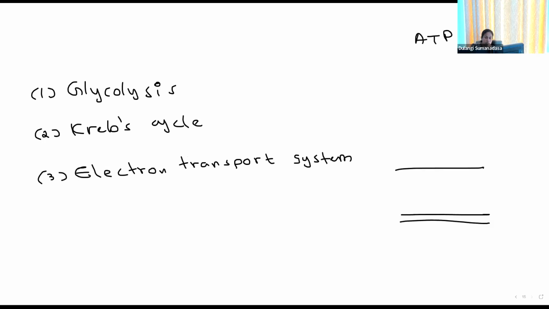Because they have changed it, this is different to whatever you learned last year. Right? Because the electron transport chain, they reduced it. So glycolysis, there's only 2 ATPs produced. Krebs cycle, we produce 2 ATP. But electron transport system produces 26 to 28 ATP. And then write down the total. 30 to 32.